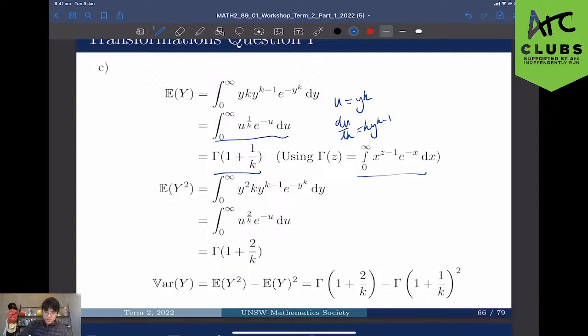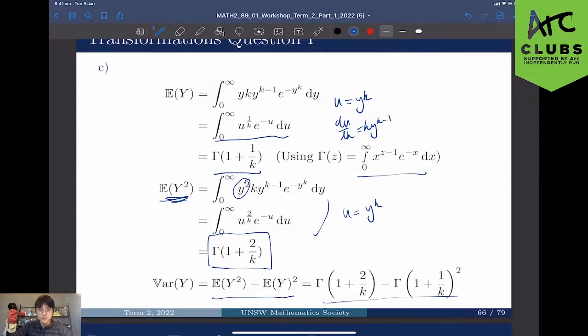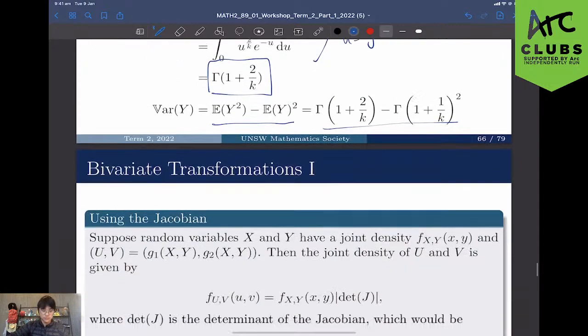And the same thing is done for the expectation of y squared. We just do y squared over here, and we make the same substitution for u equals y to the power of k, and we end up with this. And we know the formula for variance is equal to this, so we just sub in the values that we found.